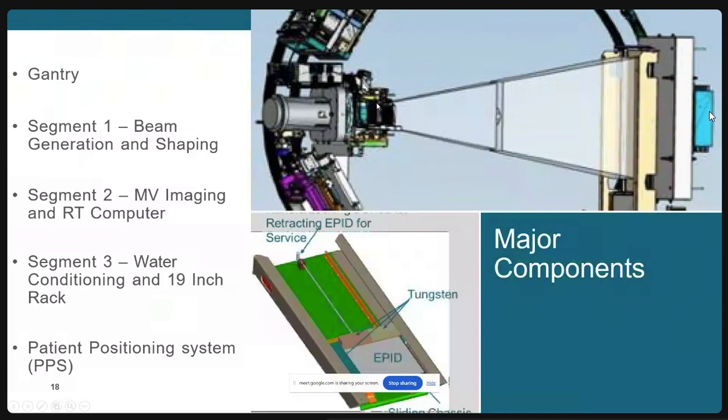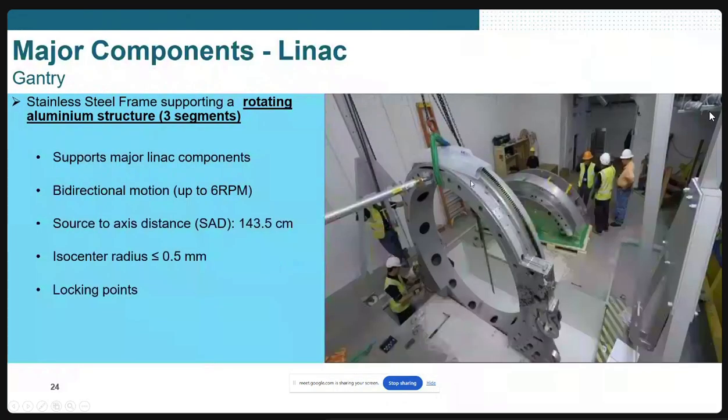So the beam shaping is done similar to a conventional LINAC, where you have the X-ray, then the target, then the primary collimator, and then the MLC to collimate. Then you have the MV imaging, where the detectors capture the images, and you have the water conditioning system, which I'll come to later, how it works and all those things. So this is how the gantry ring looks.